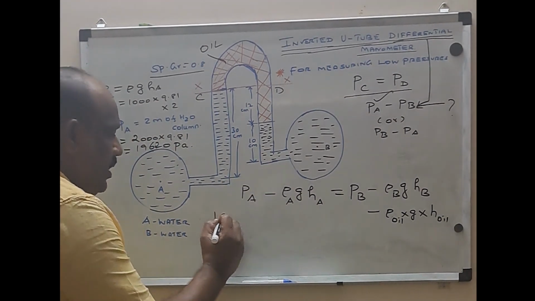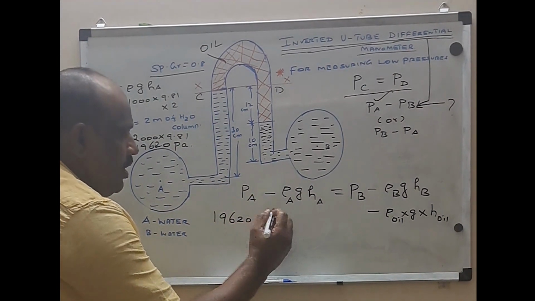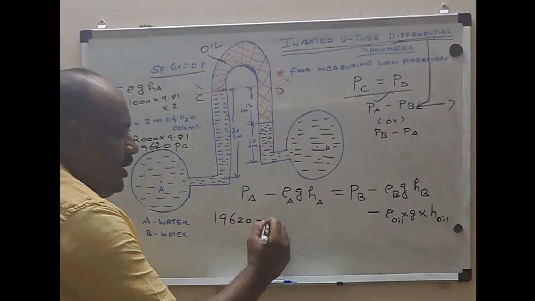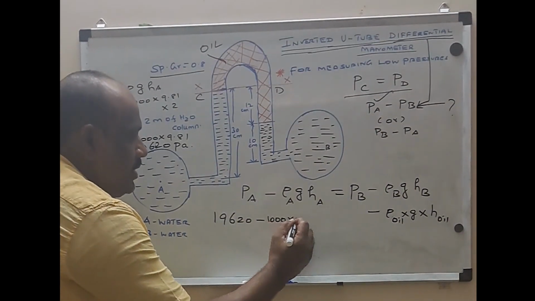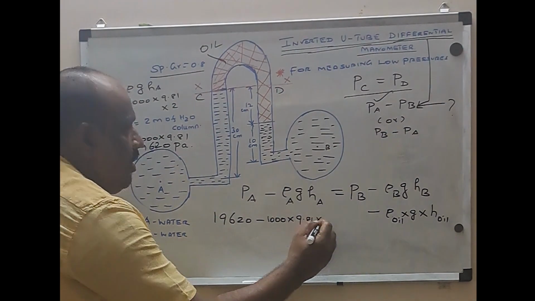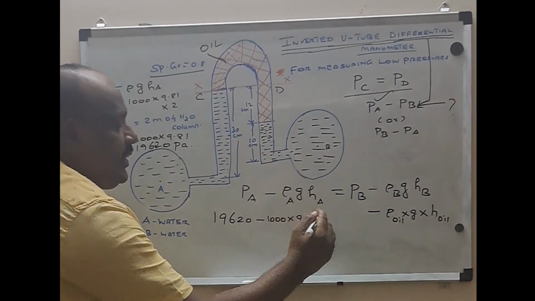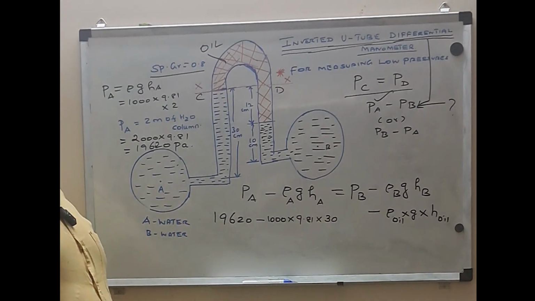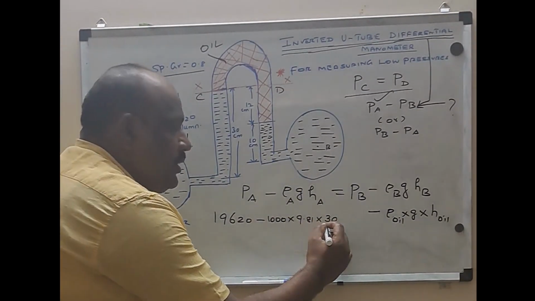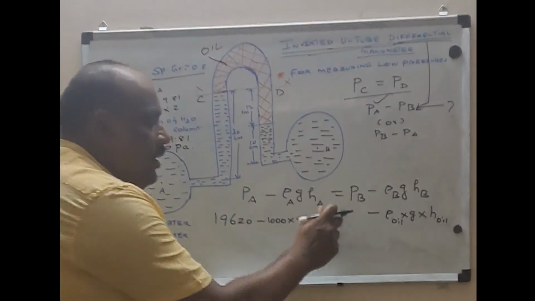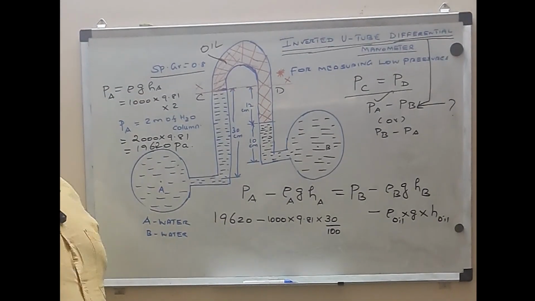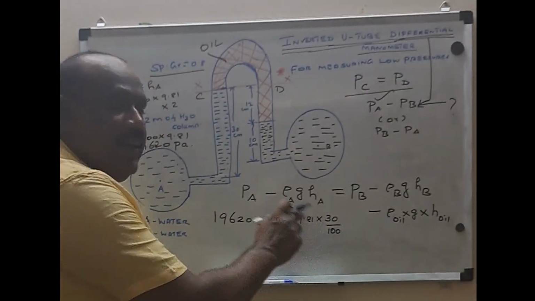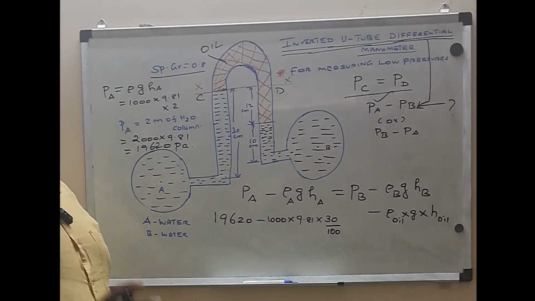So 19,620 minus, what is rho of A? A is nothing but water. So 1000. What is G? 9.81. What is HA? This height 30. Students used to make a mistake. They will put only 30, but it's wrong because the unit should be in meter. So 30 centimeter will be equal to what? We have to divide 30 centimeter by 100 to convert it into meter. So don't forget to divide by 100. If you forget this one, you will lose more marks.